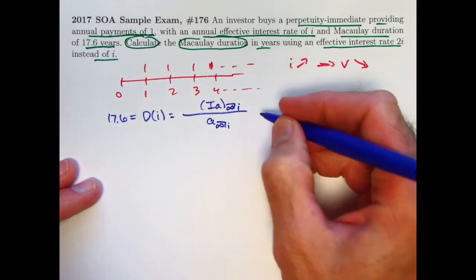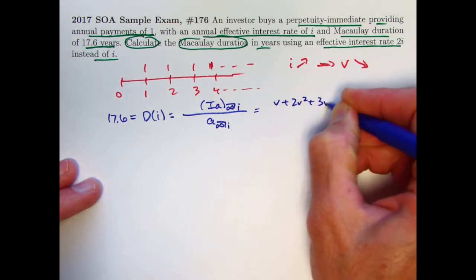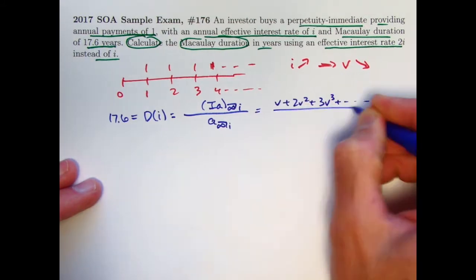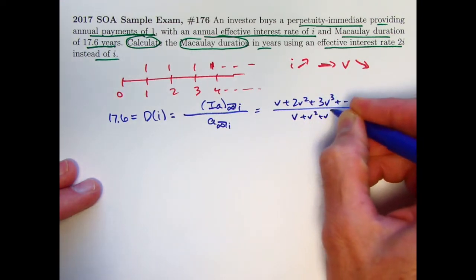If you want to write it out, the top is really v plus 2v squared plus 3v cubed, etc. And the bottom is v plus v squared plus v cubed, etc.